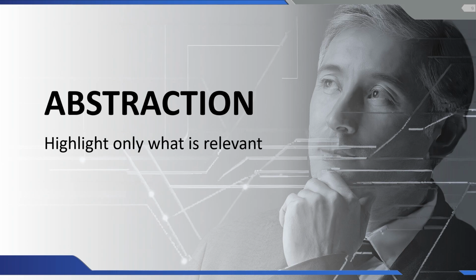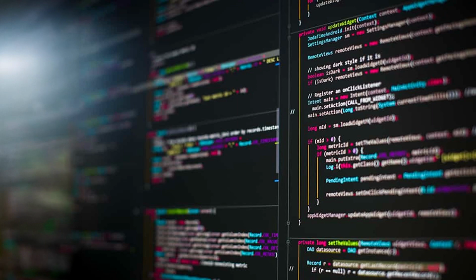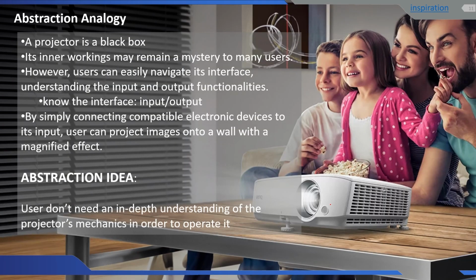It means that we only highlight what is relevant. When we do coding, we end up writing a long, complex piece of code, but within all these complexities, right, there are often just a few sections that are really relevant or that the user needs to understand. This situation is similar to when we are using a projector. Okay, so as a user, you don't need to know every tiny detail about how the projector works internally.